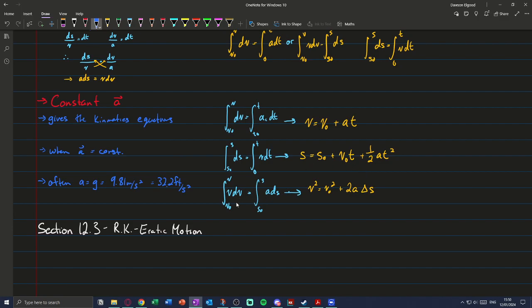And the last one is going to be the integral of v dv from v naught to v, and then the acceleration times ds from s naught to s, which gives us v squared equals v naught squared plus 2a times the change in position. That can be s minus s naught. That's another way of writing that as well.